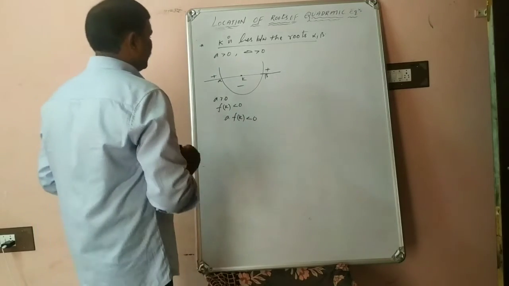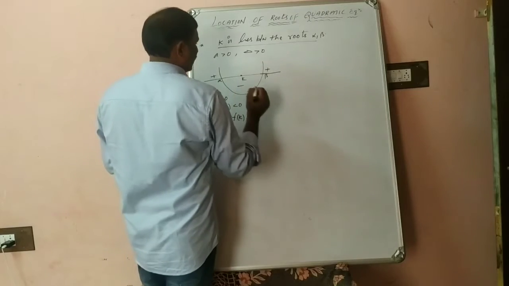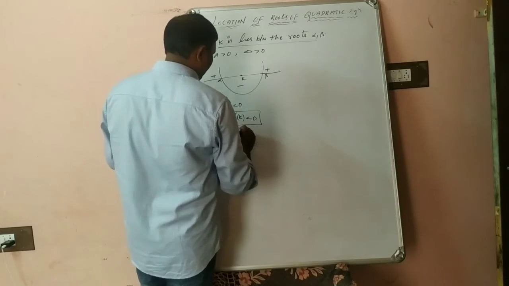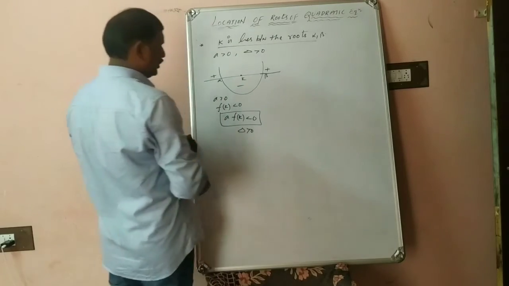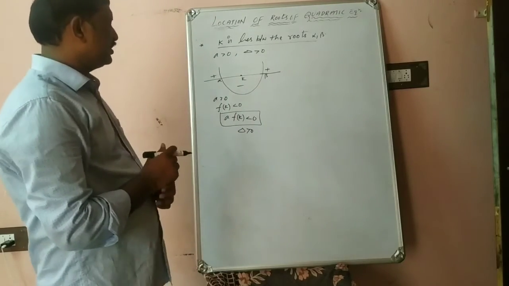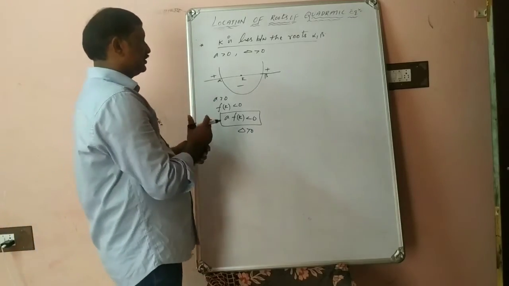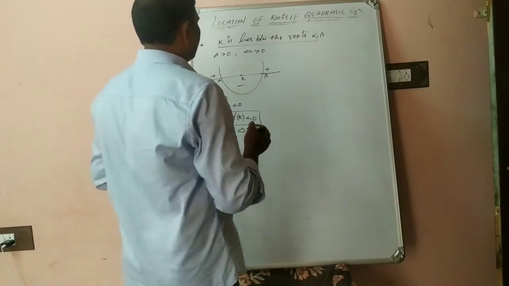a into f of k is negative. Next one, and delta is equal to what? Delta is greater than 0, only delta greater than 0. No need to change. Here delta equal to 0 is not possible because k lies between the two roots now. So two different roots. So only the case delta greater than 0.